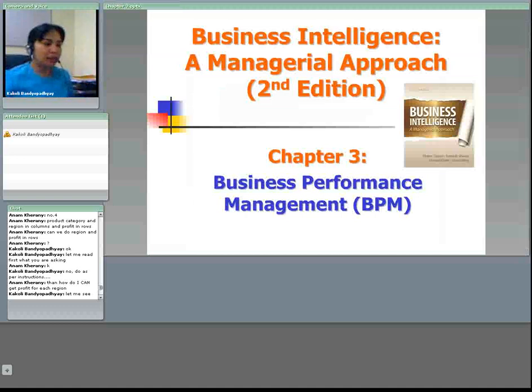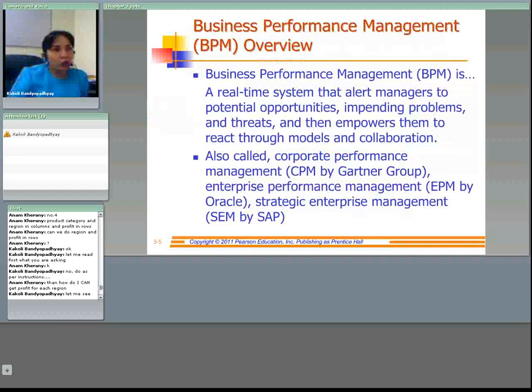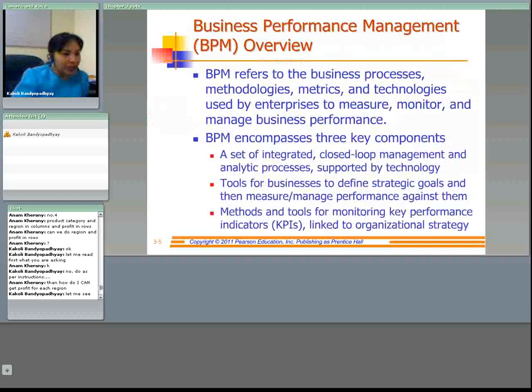So BPM, as the term is business performance management. What is it? It's a real-time system that alerts managers to potential opportunities, impending problems and threats, and empowers them to react through models and collaboration. So it's a series of processes and applications designed to optimize the execution of business strategy.